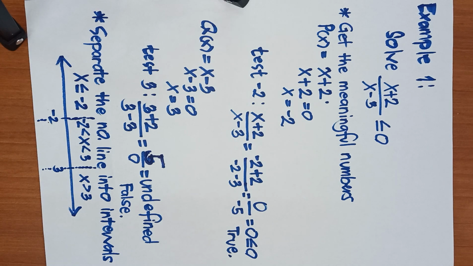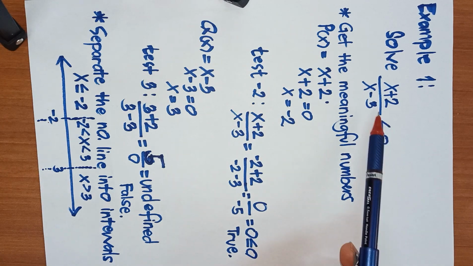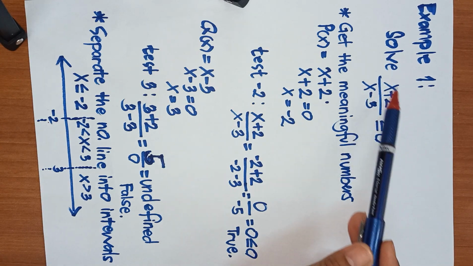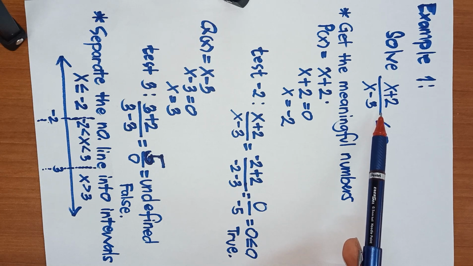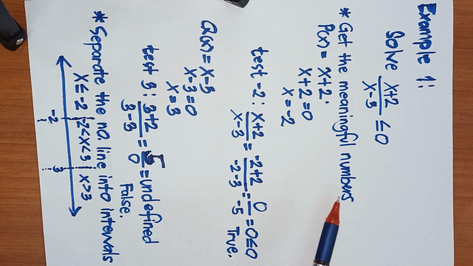First example, solve (x + 2)/(x - 3) ≤ 0. Our first step is to write the inequality into standard form. Our given is already in standard form. The rational expression is written on the left side while 0 is on the right side. Next step is to get the meaningful numbers.